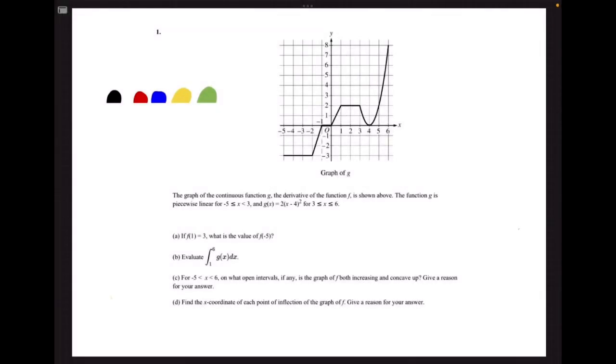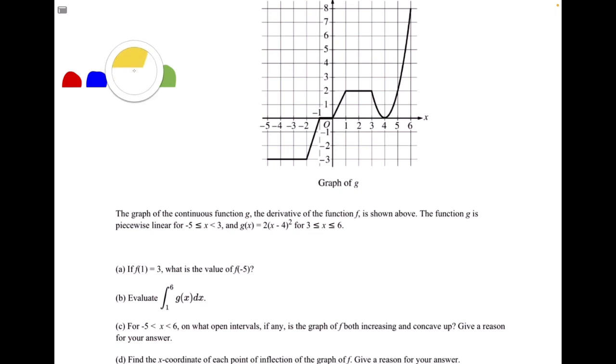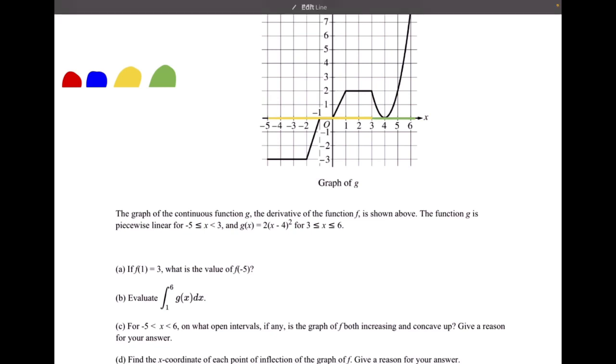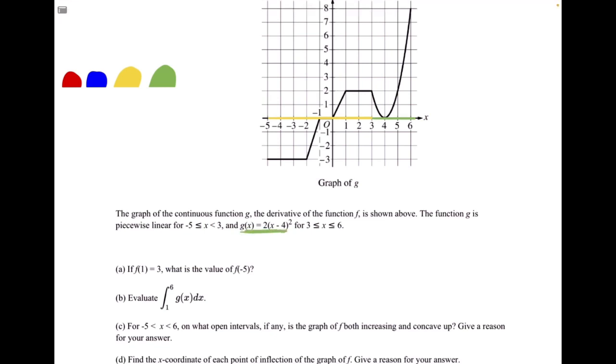The graph of the continuous function g, the derivative of the function f, is shown above. The function g is piecewise linear from -5 to 3, and g of x is equal to 2 times (x minus 4) raised to the second power for the interval of 3 to 6. So that means the graph is piecewise linear from -5 all the way to 3, while it's more of a parabola from 3 to 6 with the given expression that they gave us.